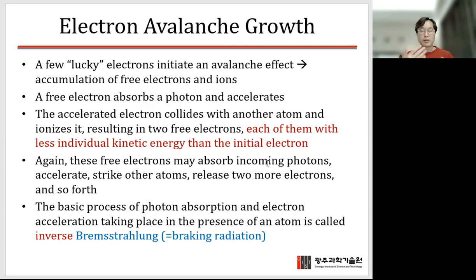So you need to have a continued supply of energy, so that the second free electron will also gain energy, and then it can be accelerated. So this free electron can absorb incoming photons and accelerate itself, strike other atoms, and release two more electrons, and go on and on, which is the avalanche process. The basic process of photon absorption and electron acceleration in the presence of an atom is called the inverse of the Bremsstrahlung.